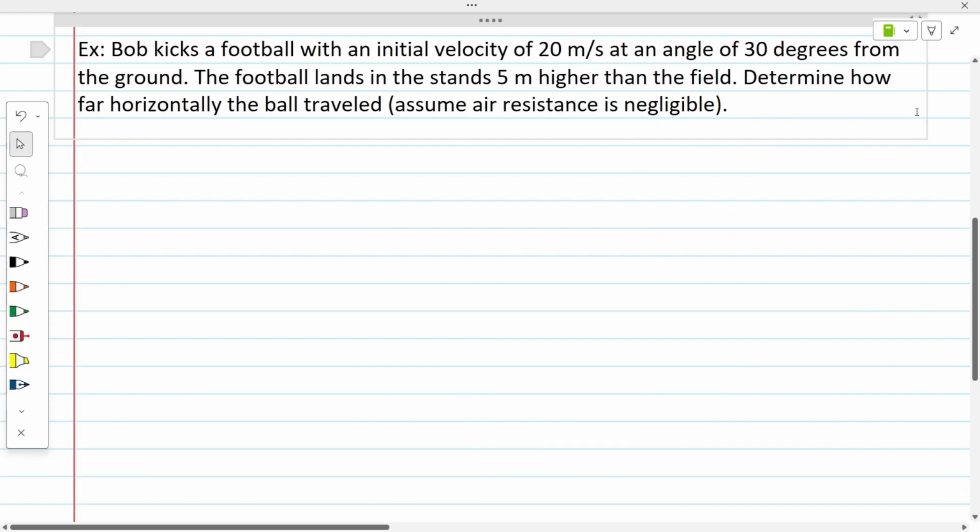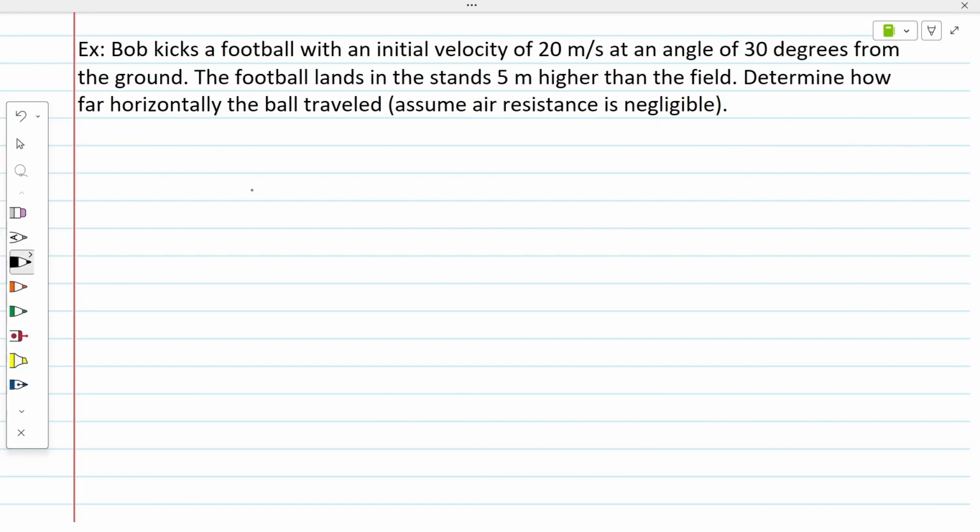So we have Bob kicks a football with an initial velocity of 20 meters per second at an angle of 30 degrees from the ground. The football lands in the stands 5 meters higher than the field. Determine how far horizontally the ball traveled, assuming air resistance is negligible.